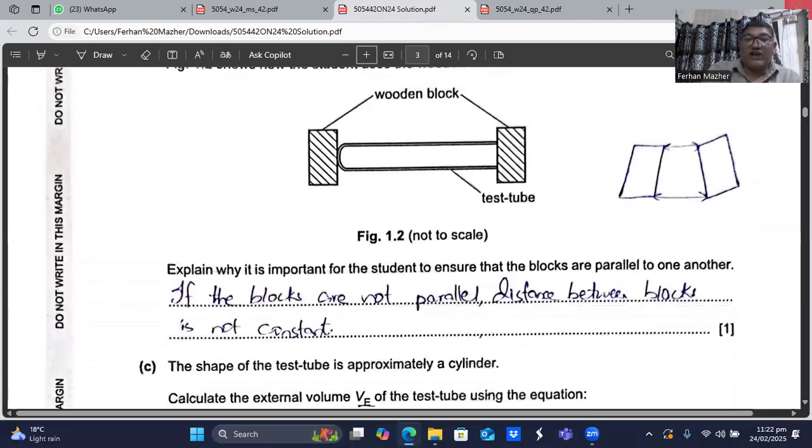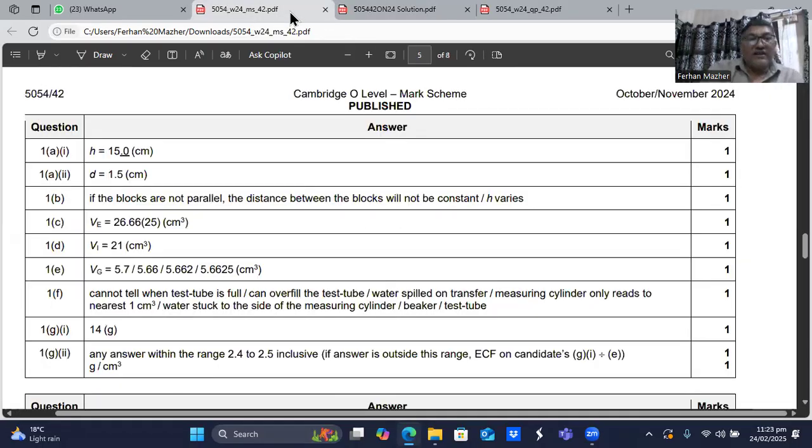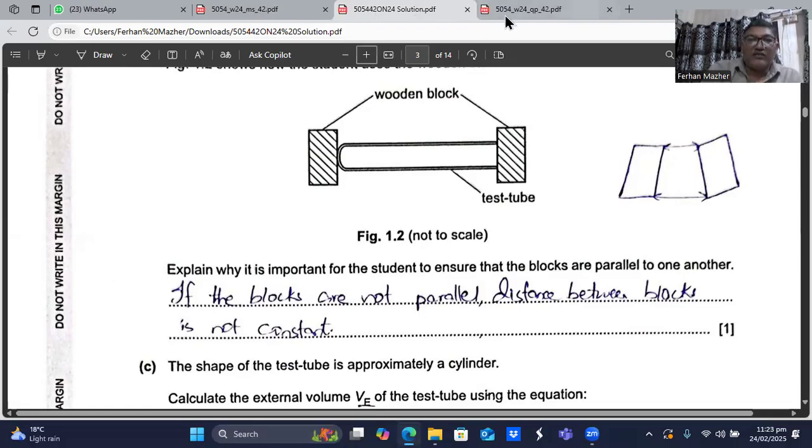Here we have tried to explain: if the blocks are not parallel to each other, they make some angle with each other. Then if you measure the height of the test tube from here, it will be less than the real height, and if you measure from here, the height will be more than the real height. If the blocks are not parallel, the distance between the blocks is not constant. It depends on whether you are measuring from here or from here, so the distance between the blocks will be different. So you will not be able to accurately measure the h value.